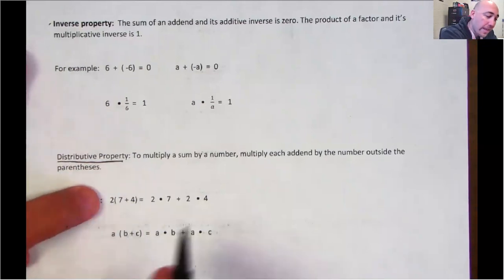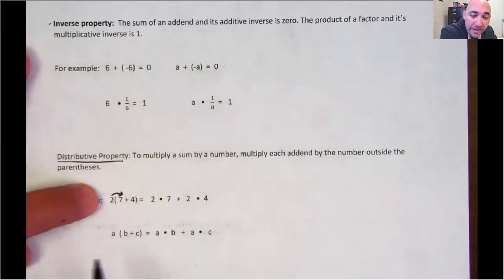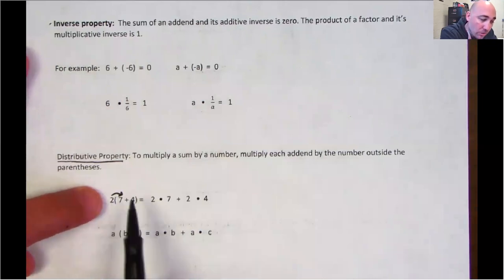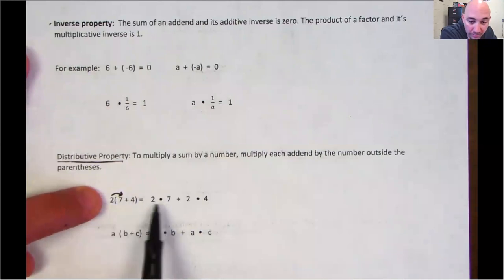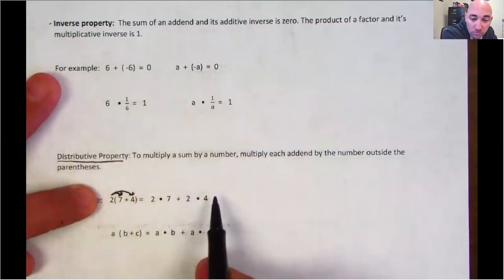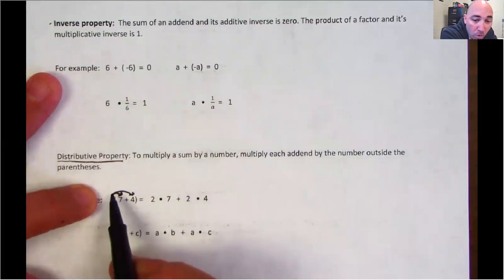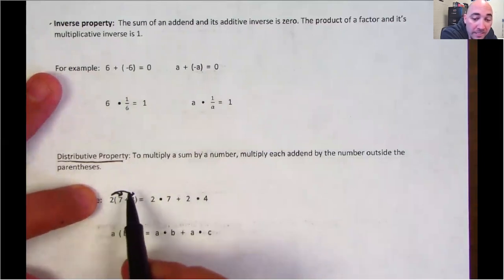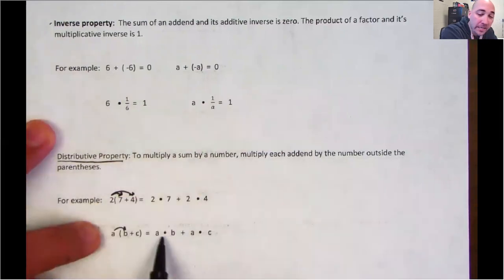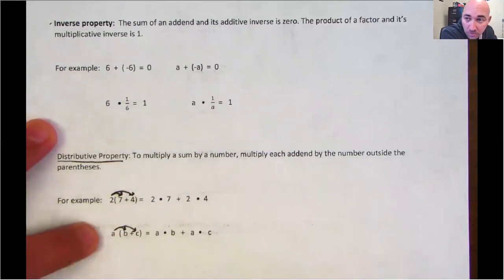So what you're going to do is you're going to take the number on the outside and you're going to multiply it by every number on the inside. Notice how this 2 is attached to the parentheses. So this would be 2 times 7, which is what you see here, plus 2 times 4. That's the distributive property. You're taking the number on the outside, multiplying it by every term on the inside. So here we have A times B plus A times C.